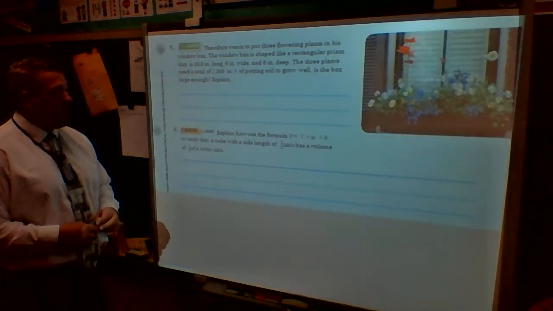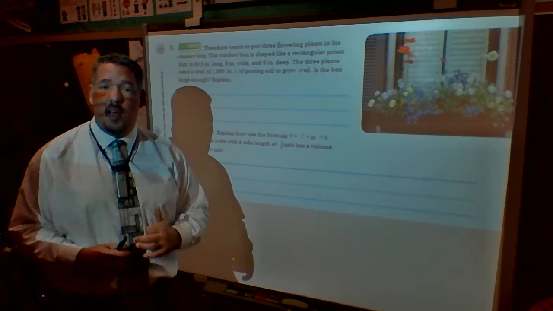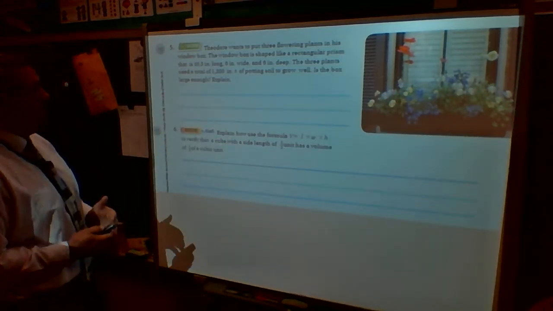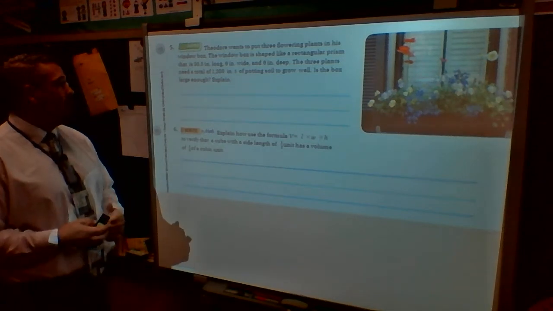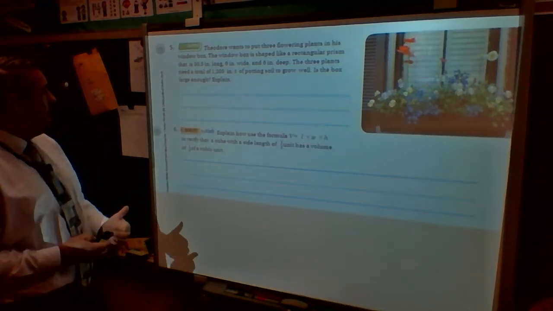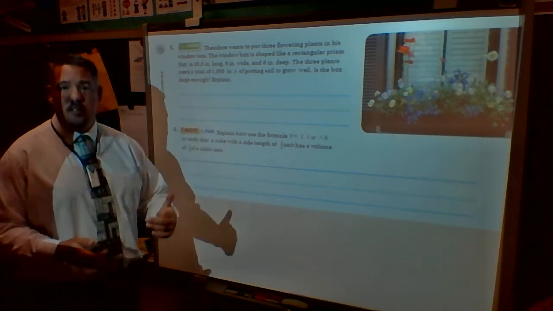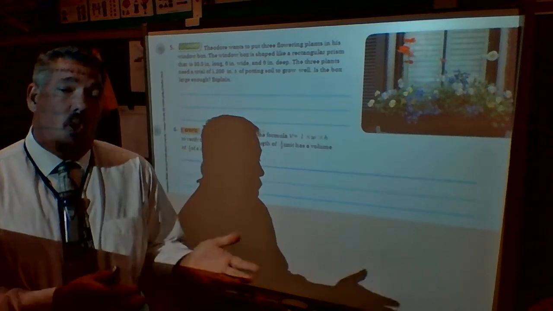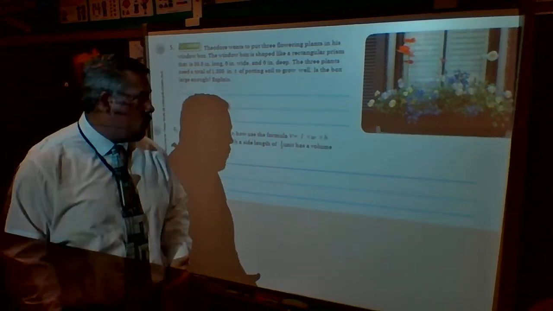My last 2. So I have Theodore, same name as President Teddy Roosevelt. Theodore wants to put 3 flowering plants in his window box. The window box is shaped like a rectangular prism that is 30.5 inches by 6 inches by 6 inches. Now the question is a yes or no, with an explanation, but I have to show the work in order to be able to answer the question.